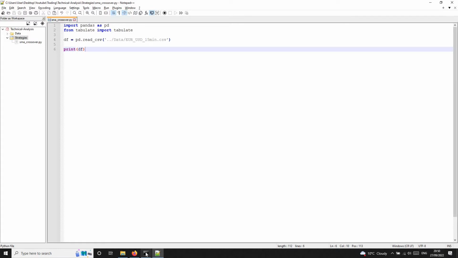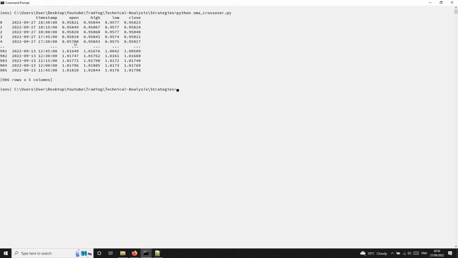So I already have enabled the environment. I'm sure you're comfortable with Python if you have seen my previous videos, but it's just the environment and having installed tabulate and pandas. So I'm going to say Python SMA crossover, and you can see the data we read from the CSV.